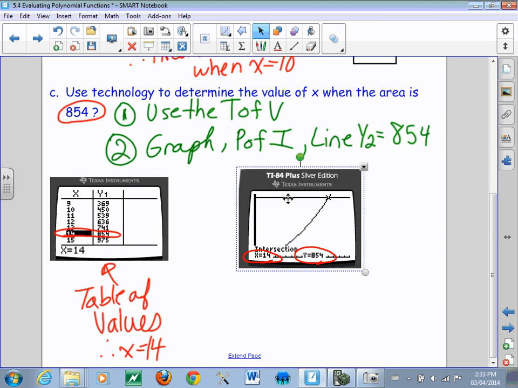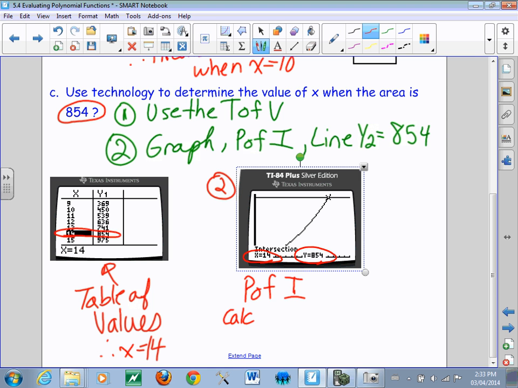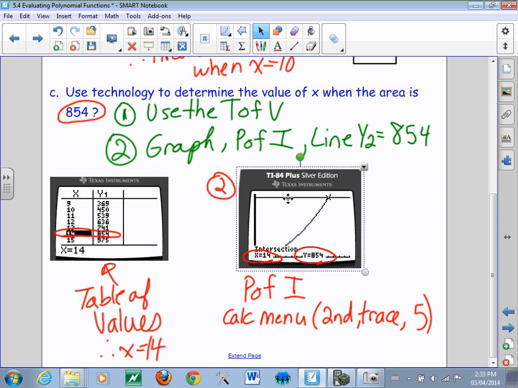Okay, so this is method 2 with the point of intersection, P of I. So you go to the calc menu. To get there, it's second trace. And then press 5. Okay, and you go enter, enter, enter, and you'll get it.